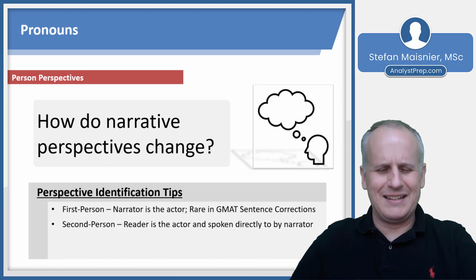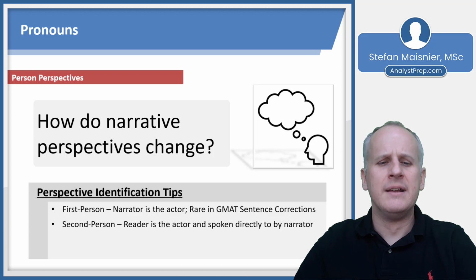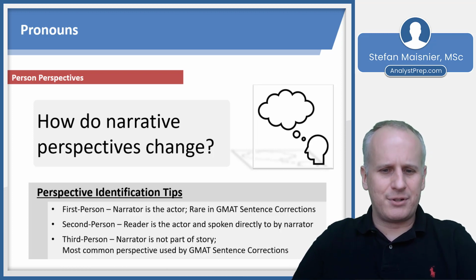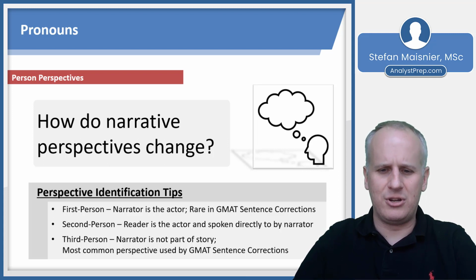Same with second person. In the second person, the reader is the actor and is being spoken to directly by the narrator. So that's when a story says, you must go to the store so you can buy a hat. And the reader is the you who apparently needs to buy a hat. The most common perspective used by GMAT sentence corrections is going to be the third person. And that's where the narrator is not part of the story. So that's where you're going to see Stefan, he went to the store, and the narrator is neither Stefan nor is Stefan the reader. So Stefan is just being spoken about in some fashion. And that is the perspective that is used most commonly in the GMAT sentence corrections.